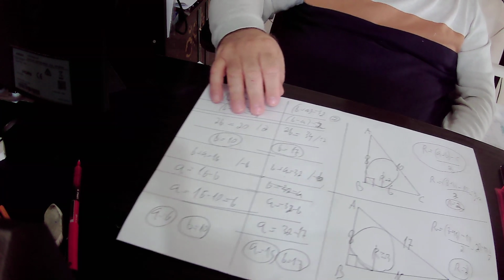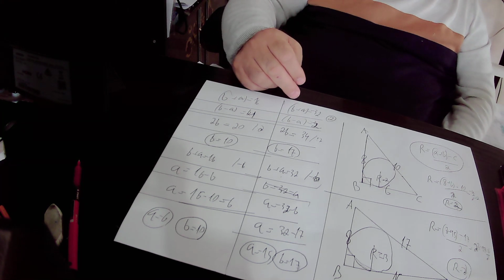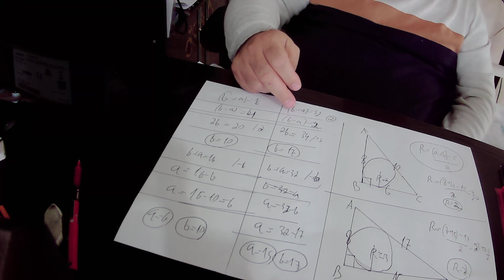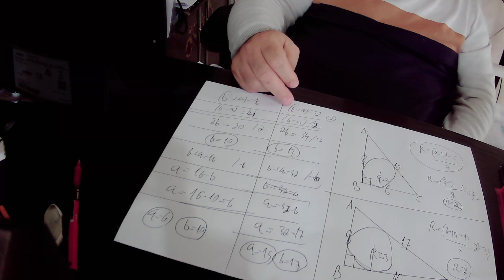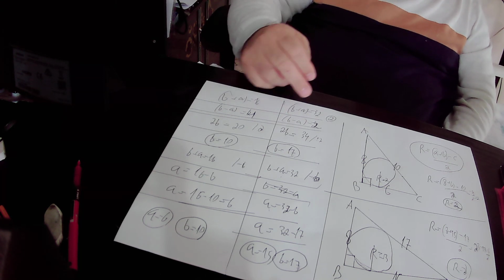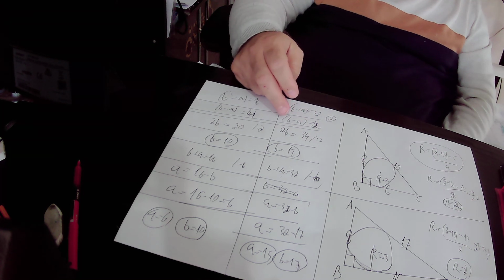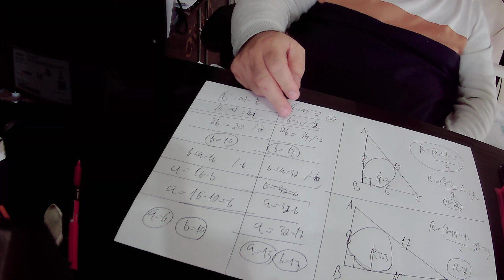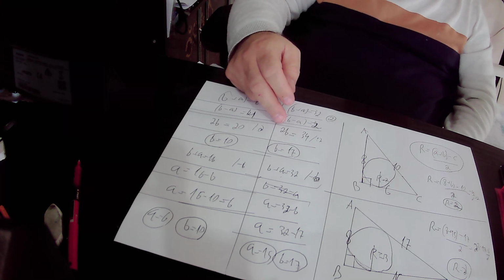Then, according to the second possibility, we have b plus a is 32 and b minus a is 2. We added the two equations together and we found out that b plus b is 2b, and a minus a is 0, and 32 plus 2 is 34. So here we have the equation that 2b equals 34. We divided this equation by 2 and we found out that b equals 34 over 2, that is 17.